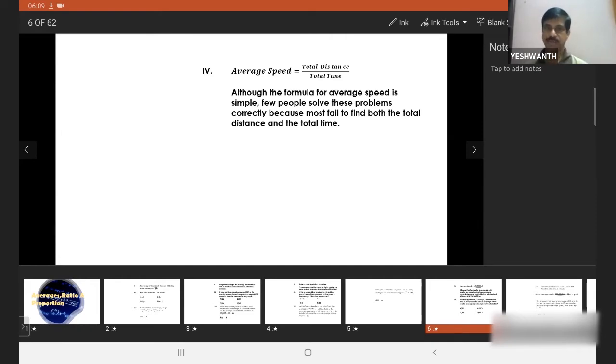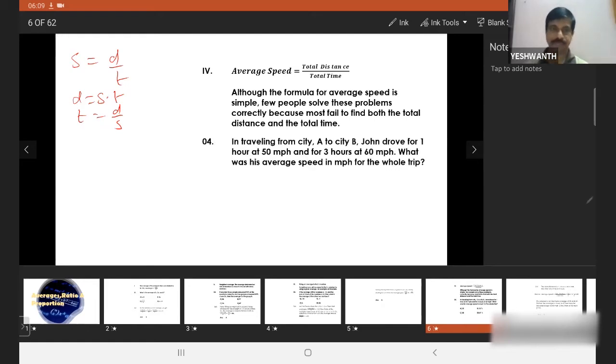Okay. So you all know speed equal to distance by time. So distance equal to speed into time. Time equal to distance by speed. These are all important formulae that you need to work on. Of course, all these are from one formula only. They are derived from one formula. Okay. So now let us see what is there.